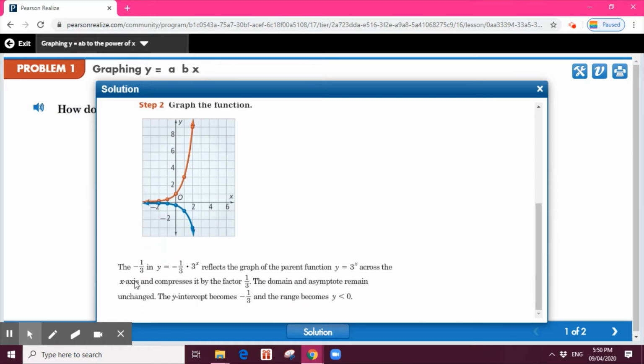So the negative 1 over 3 in y equals negative 1 over 3 times 3 to the x power reflects the graph of the parent function, y equals 3 to the x power, across the x-axis and compresses it by the factor of 1 over 3. So the domain and asymptote remain unchanged. The y-intercept becomes negative 1 over 3 and the range becomes y is less than 0.